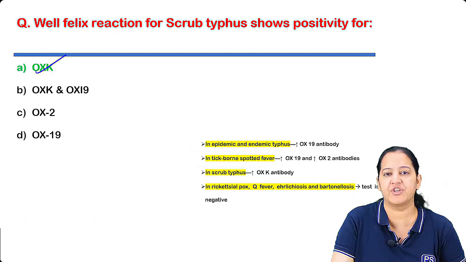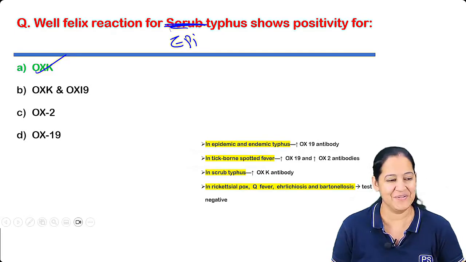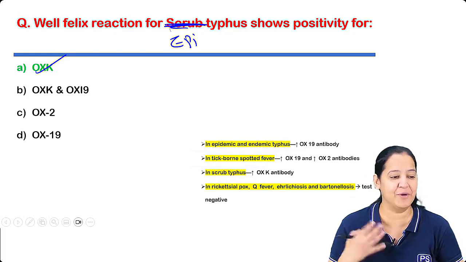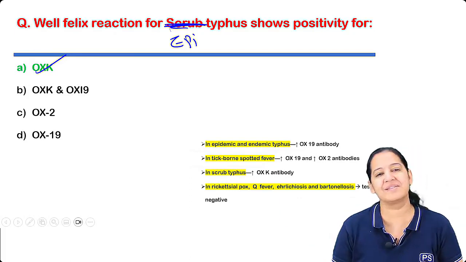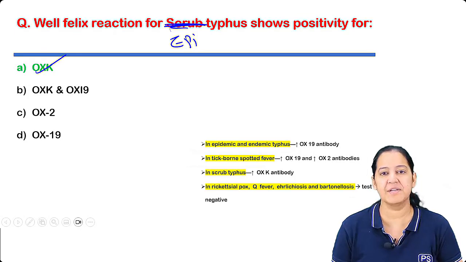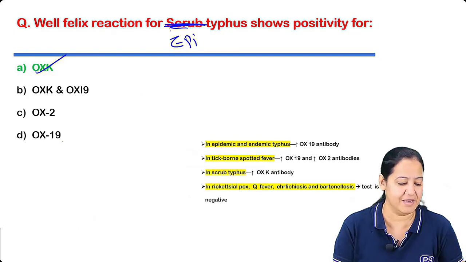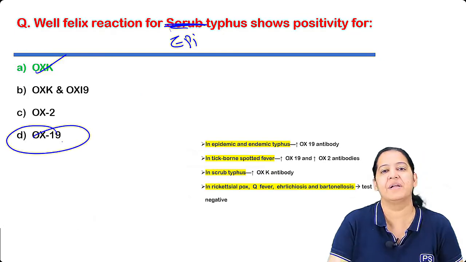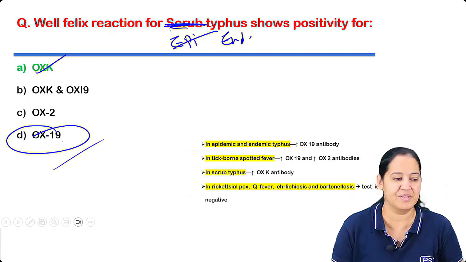I'm changing the question from scrub typhus to epidemic typhus. What is the answer now? You know my way. I keep on changing the question in multiple directions, so you think in every direction. What is the answer now, people? Yes. If epidemic typhus, the answer will become D. Very good. If I change it to endemic typhus, still the answer is D. So this is how we approach.